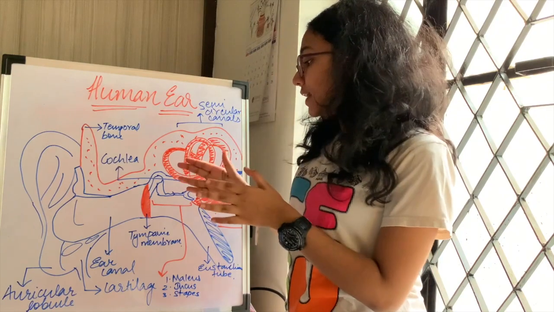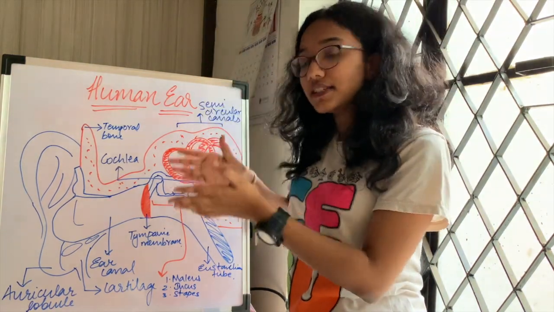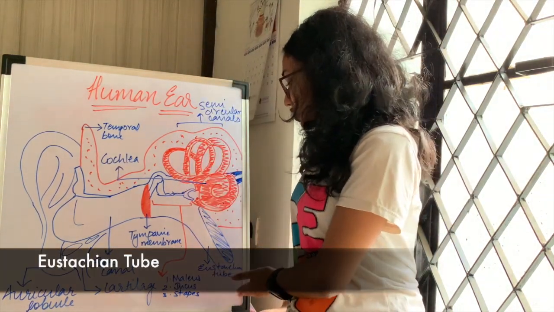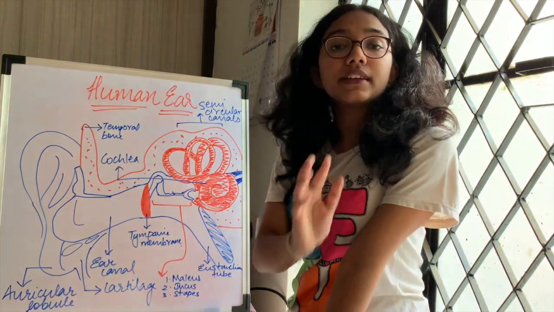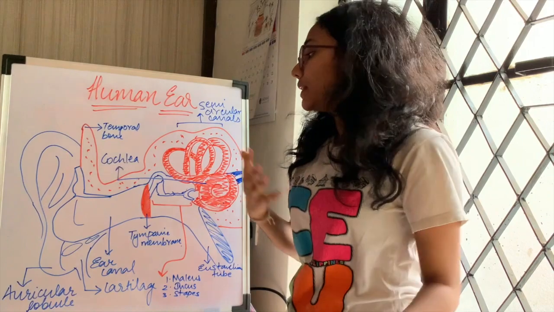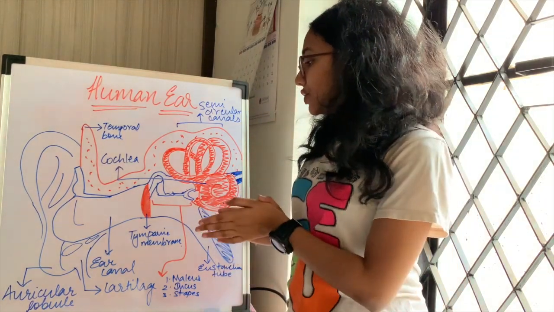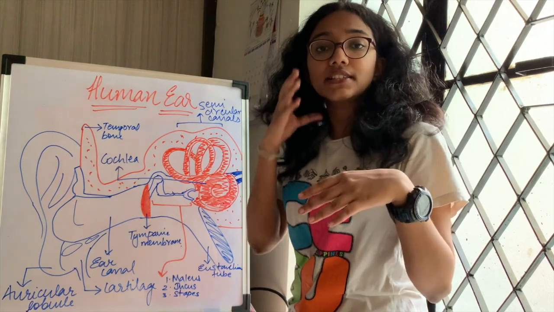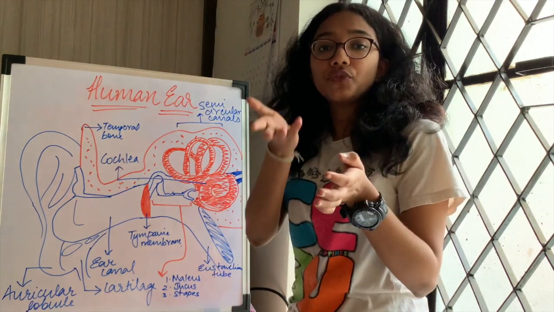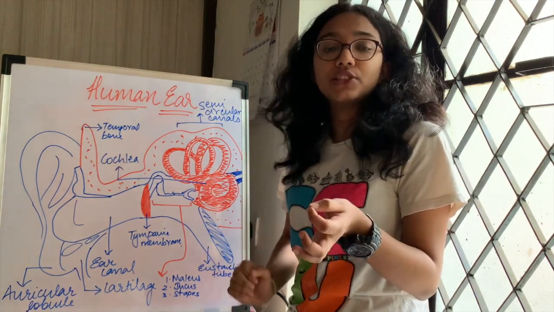So this tympanic cavity extends into another part known as the eustachian tube. Now this eustachian tube is very important for maintenance of pressure, and let me tell you how. The eustachian tube basically starts from the middle ear and goes to the nasopharynx. Nasopharynx is the region before the pharynx. So from the nostrils, the air moves into the nasopharynx.